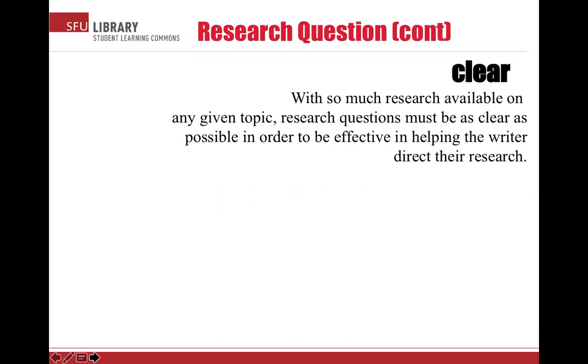So, a research question needs to be clear. With so much research available on any given topic, research questions must be as clear as possible in order to be effective in helping the writer direct their research. If your question isn't clear, your writing and your path forward into finding out what you need to know is not going to be clear either. So clarity in your question will help you save time as you do your research.